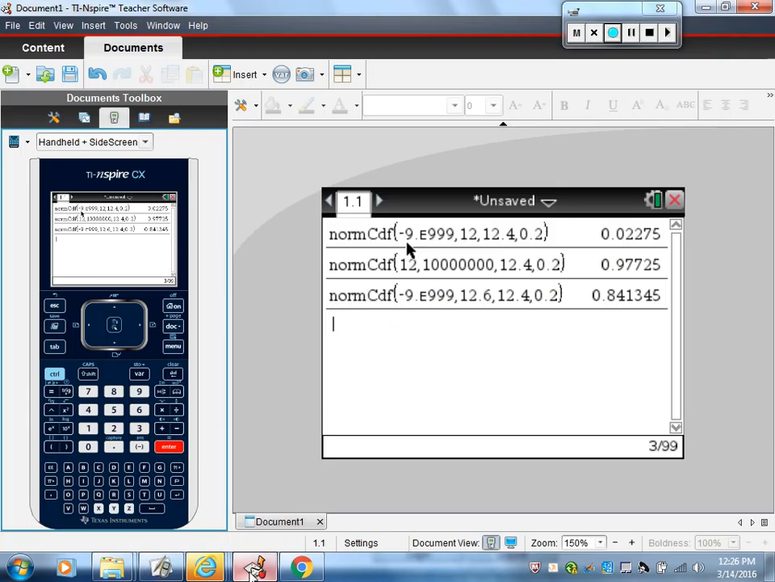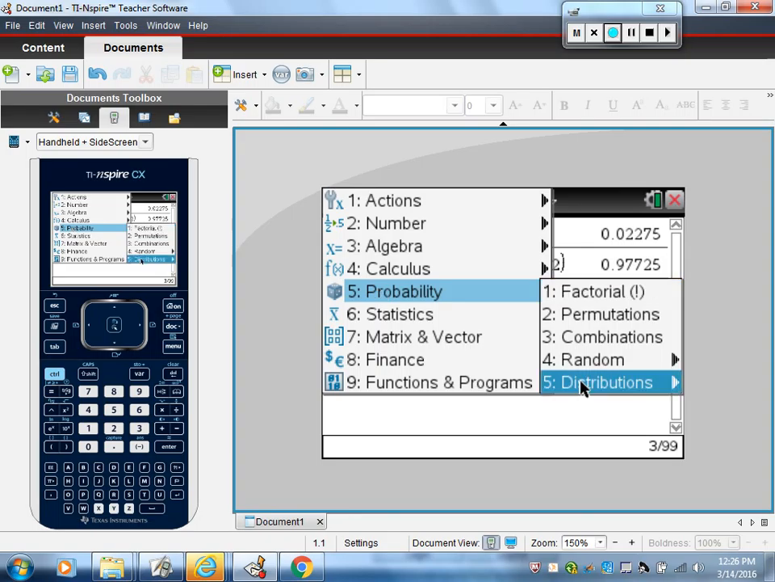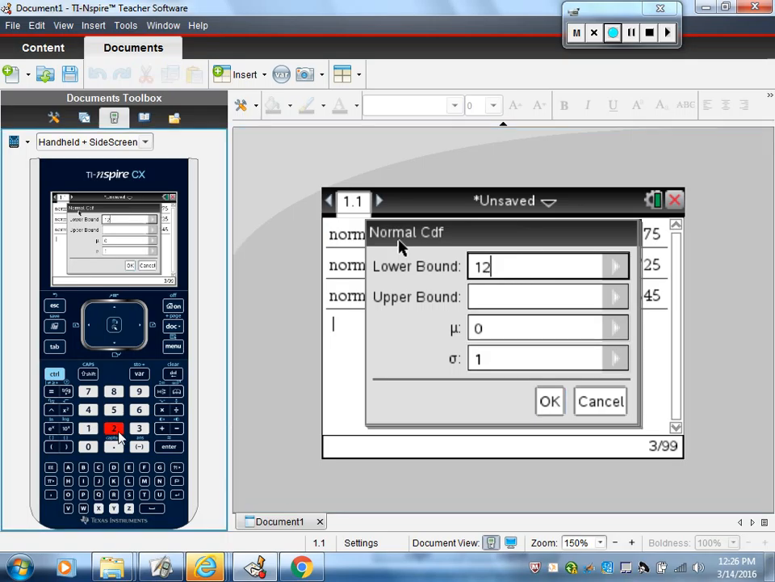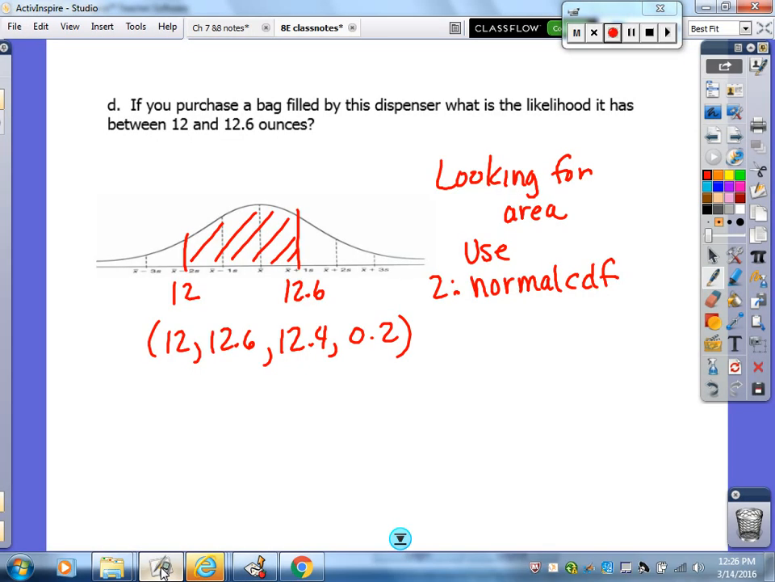Okay? All right, so calculator. Menu, probability, distributions, normal CDF, number 2. All right, our lower bound this time was 12. Upper bound was 12.6. Mean, 12.4. Standard deviation, 0.2. All right, tab OK. And there's your answer. Round to 3, 0.819. So 0.819 or 81.9%. Either answer is acceptable, writing it as a percentage or writing it as a decimal. All right, so there's some examples using normal CDF.